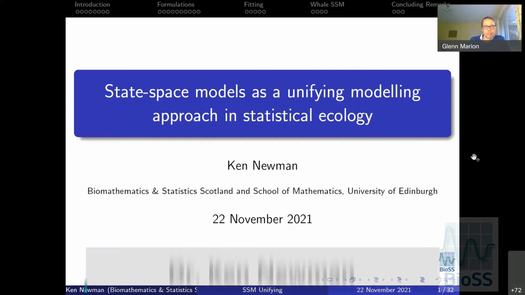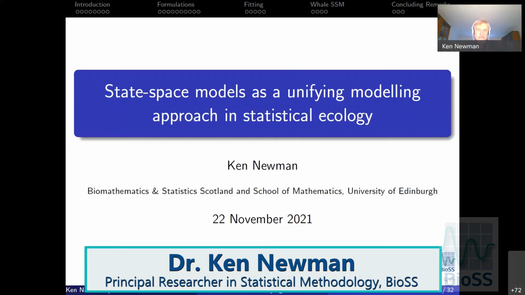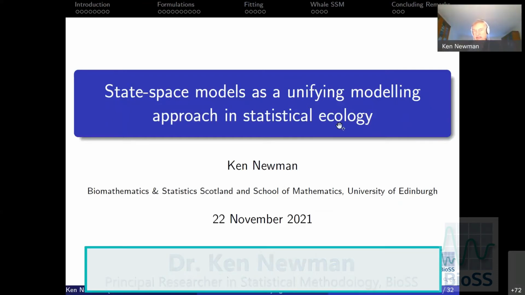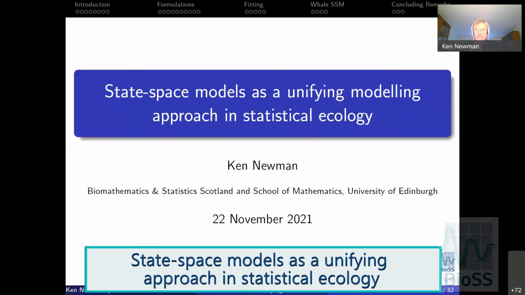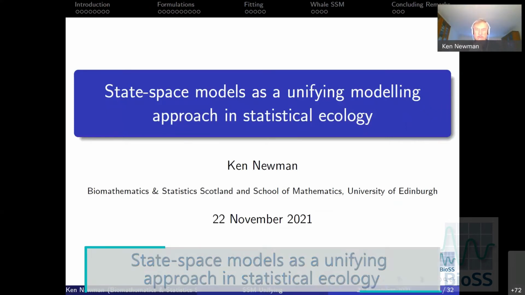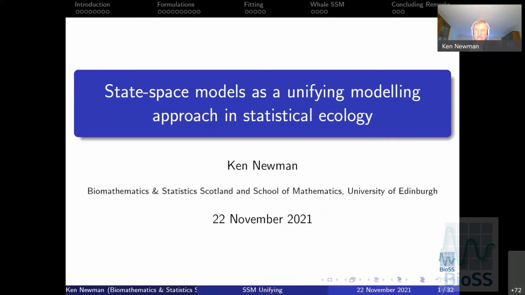So I'm talking about state space models and how they are a unifying modeling approach in statistical ecology. But I also wanted to give this talk to communicate the generality of state space models to areas beyond statistical ecology. In fact, there's a lot of potential applications in agricultural science as well.